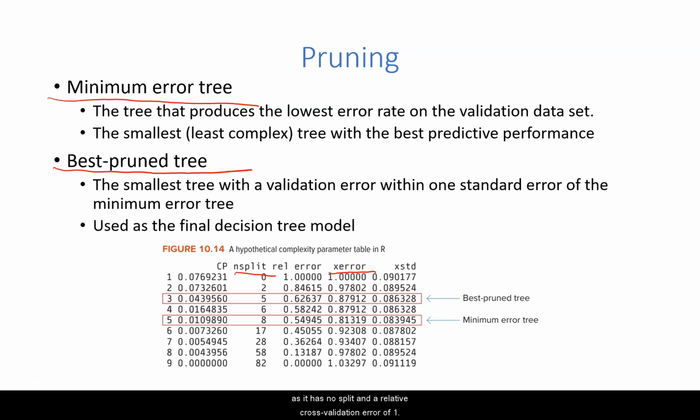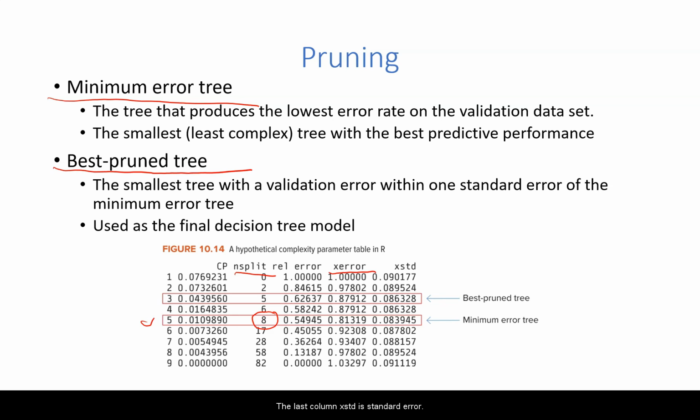As you can see from the X error column, tree number 5 with 8 splits has the lowest validation error among all the trees. Therefore, it is the minimum error tree, or the simplest tree with the lowest error rate.